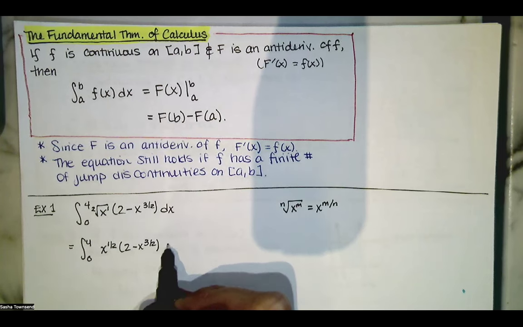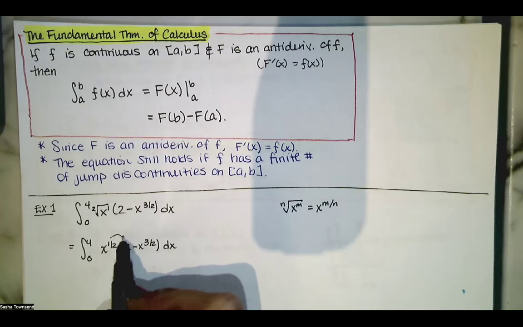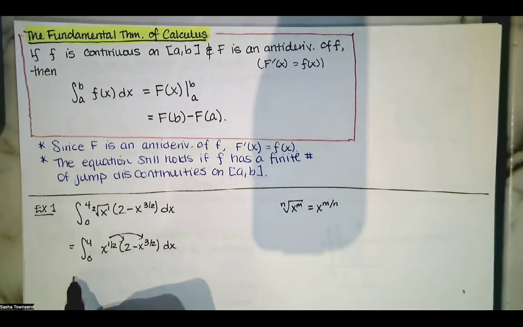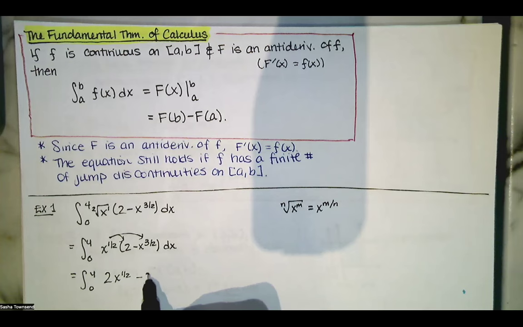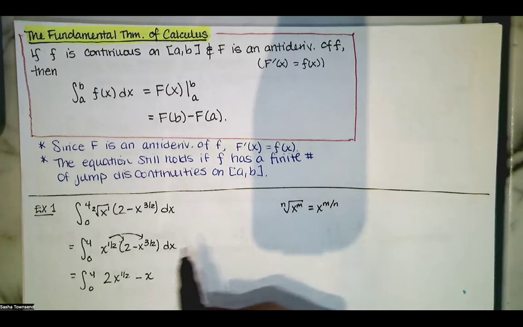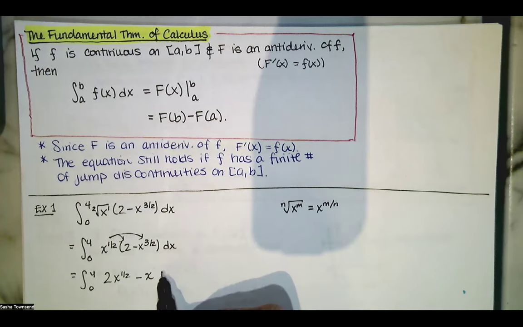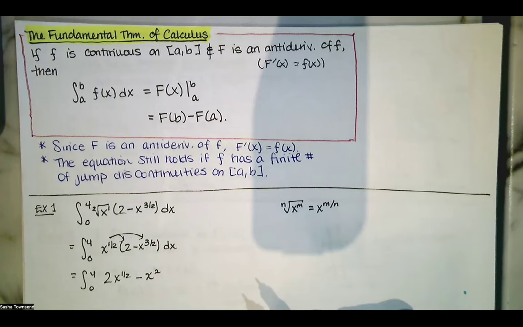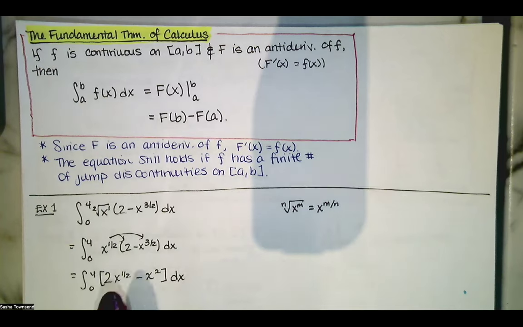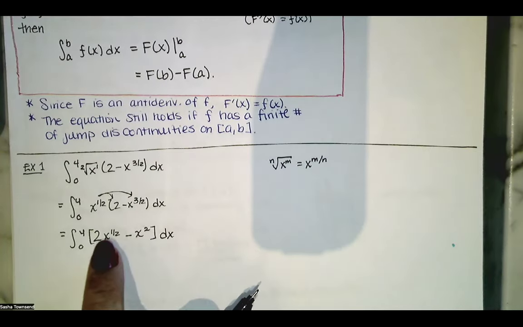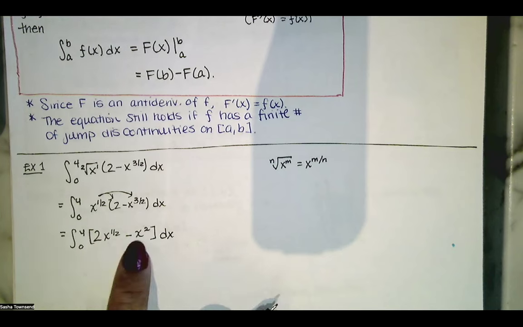I still don't have a rule for that. But if I distribute that x to the 1/2 here and there, I have the integral from 0 to 4 of 2 times x to the 1/2 minus x to the 1/2 times x to the 3/2. You just add the exponents. That's going to give us an x to the 4/2, or x squared. And then we say, do I have a rule for that? We do. We have the power rule for this one, the power rule for that one, and we just subtract them.